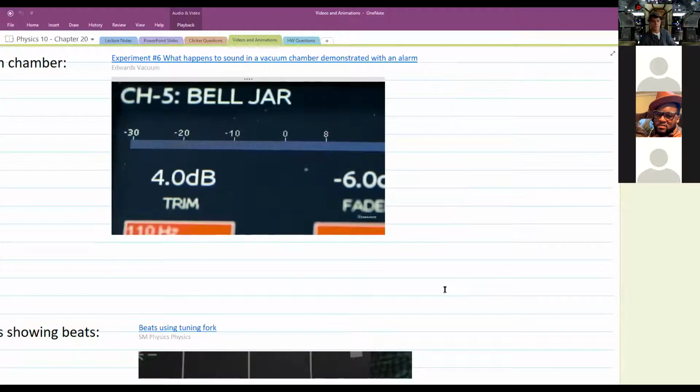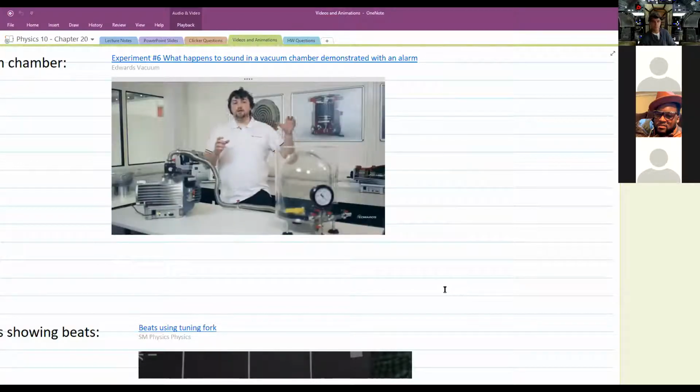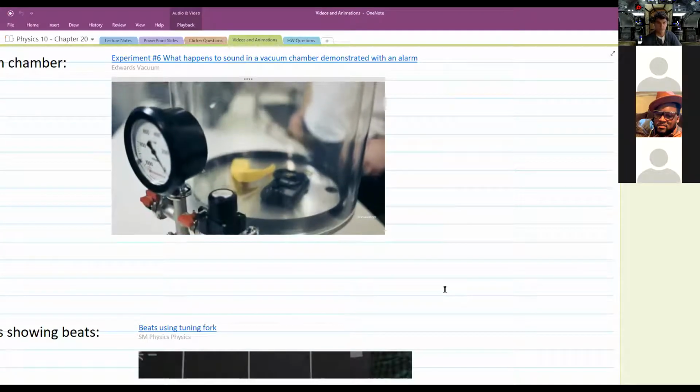That's because a sound source vibrates and that pushes the air and transfers the vibration to you hearing it. But because there's no air in our vacuum, the alarm is vibrating, but it can't transfer that to the microphone.